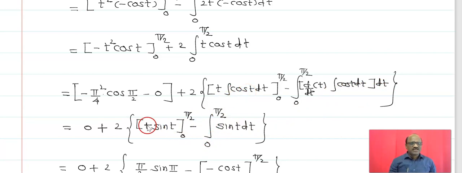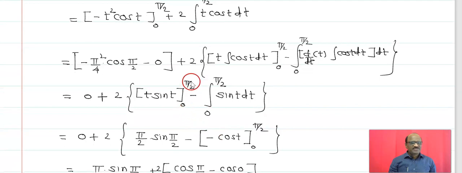Integral of cos t is sin t, that is t sin t, lower limit is 0, upper limit is pi by 2, minus integral 0 to pi by 2. Derivative of t is 1, and integral of cos t is sin t. And if we integrate it, we substitute t equals pi by 2. Here it is pi by 2, sin pi by 2.